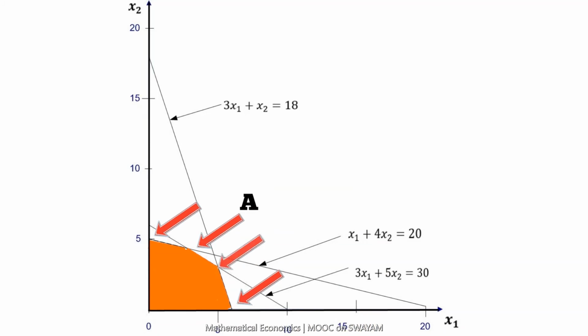In order to find the coordinates of the other two basic feasible solutions, we solve the two equations intersecting at point A and B. Can you find the coordinates of the other two basic feasible solutions? Try it.